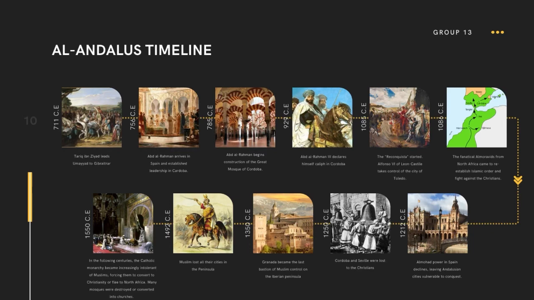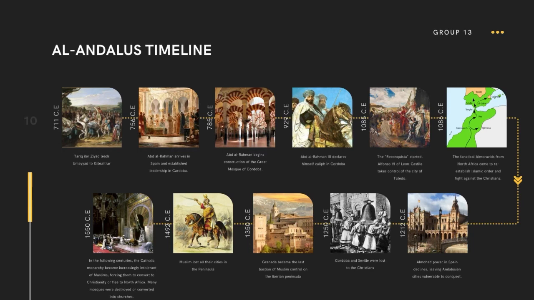1085 Common Era. The Reconquista started. Alfonso VI of Leon and Castile takes control of the city of Toledo. 1086 Common Era. The fanatical Almoravids from North Africa came to re-establish Islamic order and fight against the Christians. 1212 Common Era. Almohad power in Spain declines, leaving Andalusian cities vulnerable to conquest. 1250 Common Era. Cordoba and Seville were lost to the Christians.